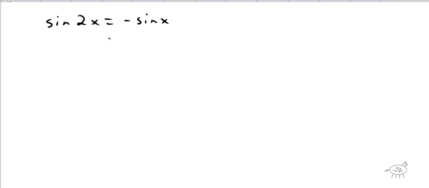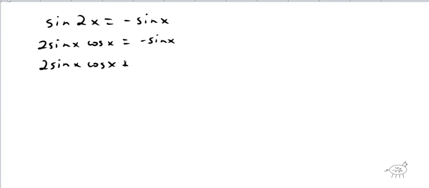So anyway, I am going to recognize that sine of 2x can be 2 sine of x cosine of x, equals negative sine of x. Sweet. So I see a potential where I can factor, and I'm going to do that. I'm going to add sine of x to both sides. So I get 2 sine of x cosine of x plus sine of x equals 0. Okay, so now I'm going to factor out a sine of x. And I get 2 cosine of x plus 1 equals 0.